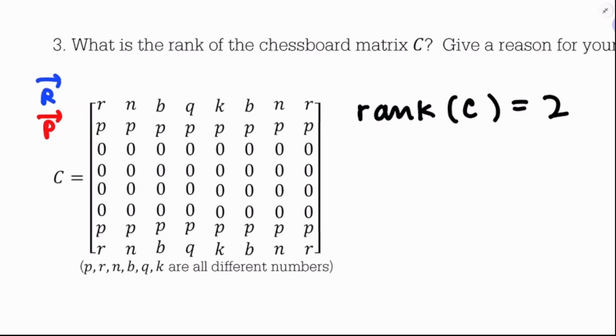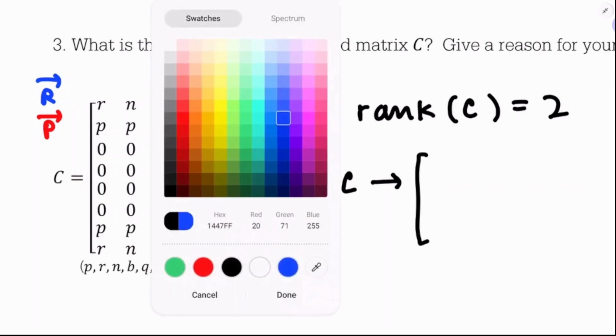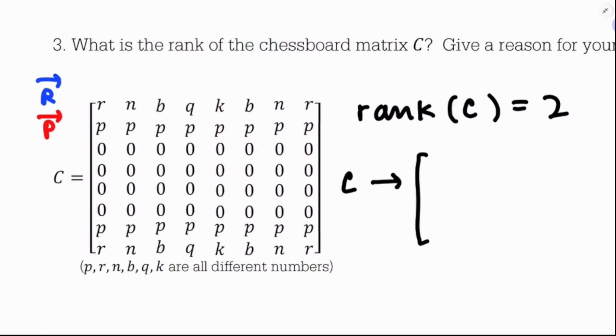But I could point out that C row reduces into a matrix that, no, you can take it farther than this, as opposed to the other one where you couldn't. C is going to go first down to the R row, then the P row, and a bunch of 0 rows underneath that. Now, I'm saying that P, R, N, B, Q, and K are all different real numbers. If R is not equal to N, then we'll have a non-zero determinant right there.